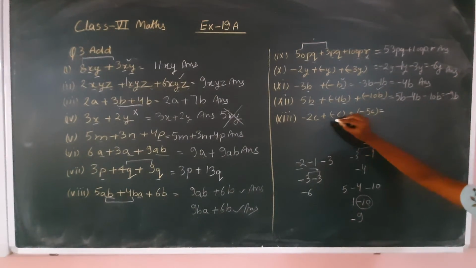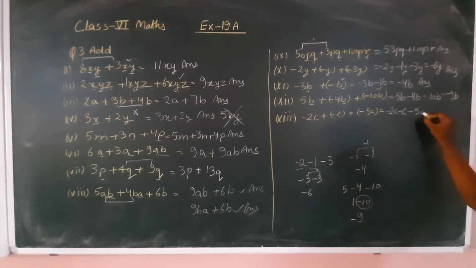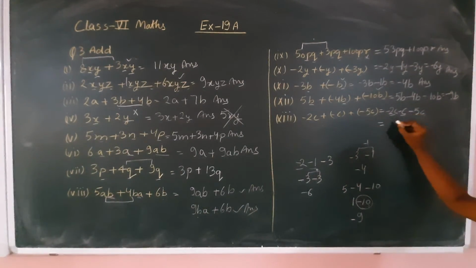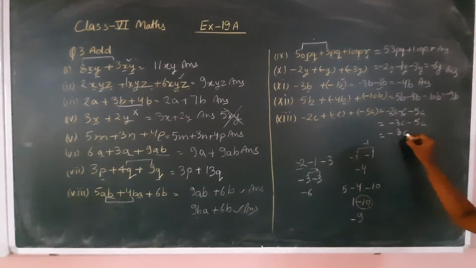Now come here. So open the bracket. Minus 2c, minus c, minus 5c. All are like terms. Yes, addition will be possible. Minus 2c and minus c will be minus 3c, minus 5c. Minus 3 and minus 5 will become minus 8c. Hence this is the answer.